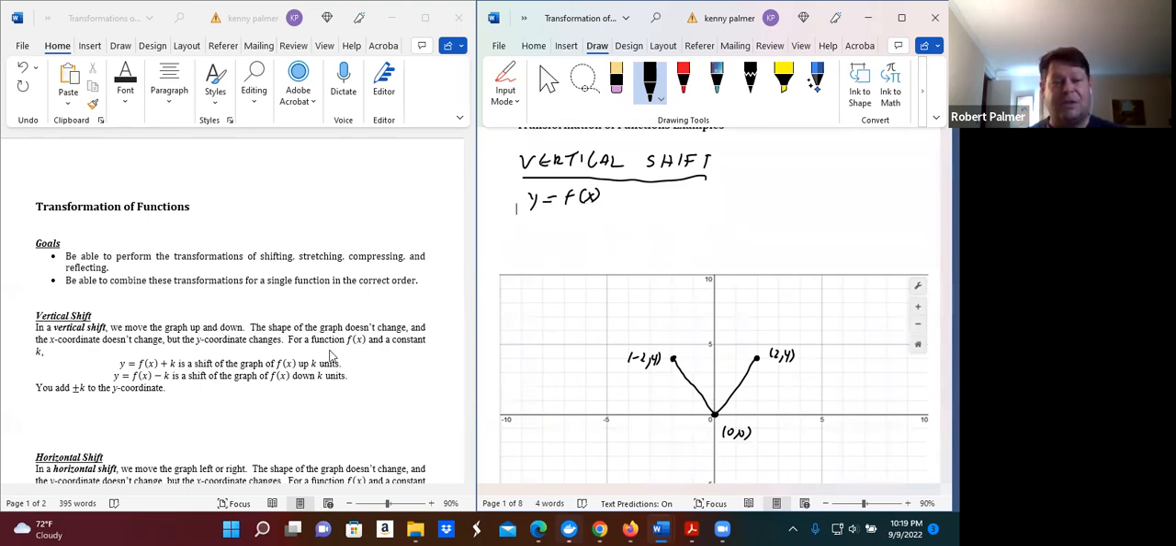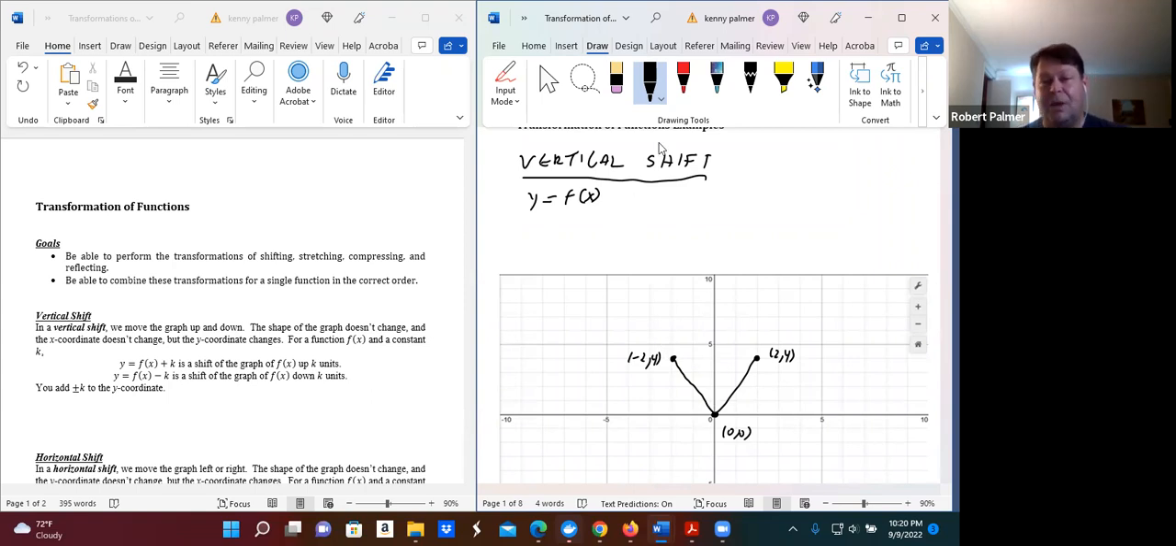It says for a function f of x and some constant we're going to call k, if we add k to f of x, it means we're going to shift the graph up that many units, whatever k is. When we subtract it, it means we're going to shift it down that many units. And it says also we're going to add plus or minus k to the y-coordinate. So let's look at our first example there.